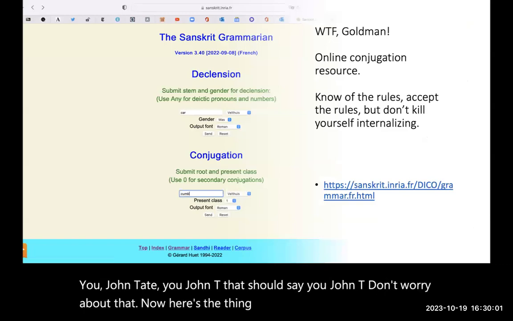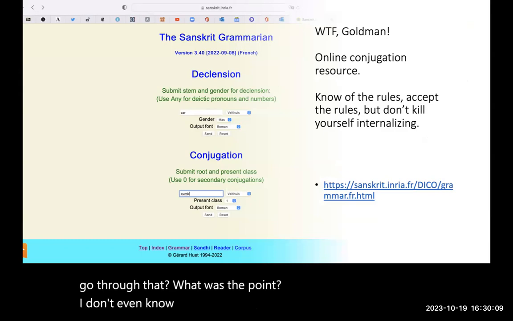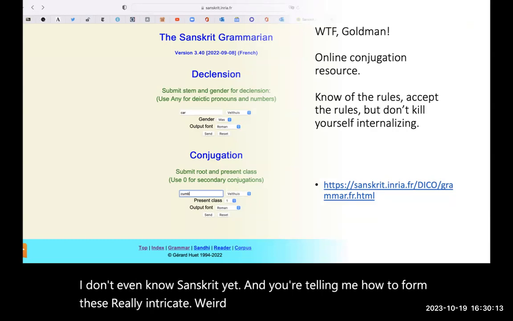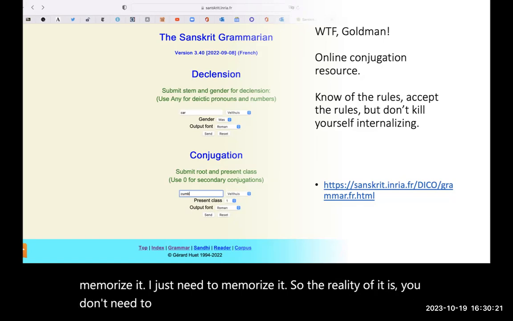What the fuck, Goldman? Why did I go through that? What was the point? Motherfucker, I don't even know Sanskrit yet. And you're telling me how to form these really intricate, weird-ass rules about how to... I just need to memorize it. So the reality of it is, you don't need to know these rules. You just need to accept that they're true.